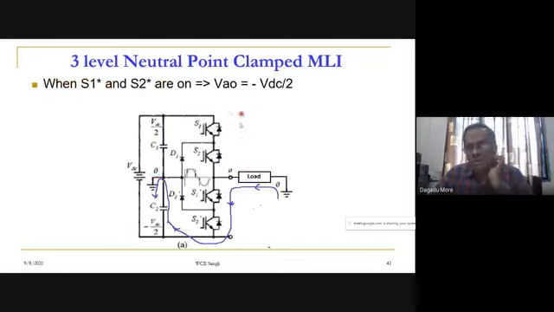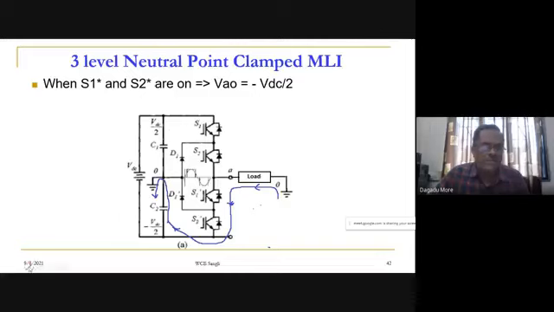Now let us go lower. Let us assume that the lower two are on. Lower two on means upper two are off. So now this is the positive of the capacitor. It comes here, then to the load and through the switches S1 star and S2 star, and the circuit will complete, for the load current in this particular diagram we have shown.